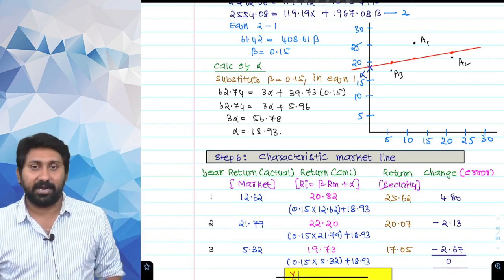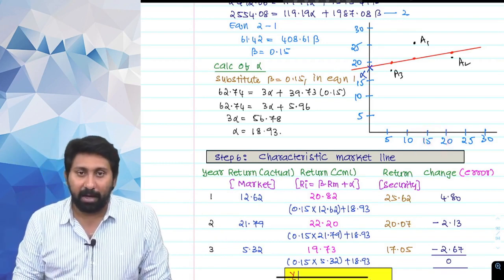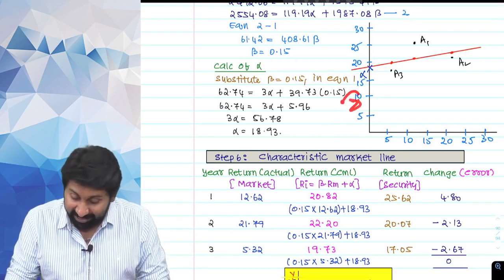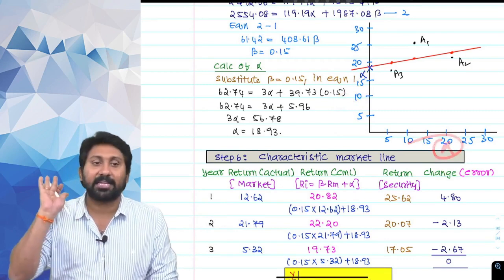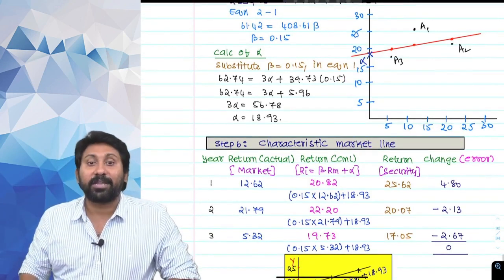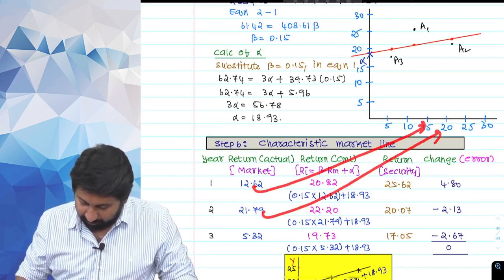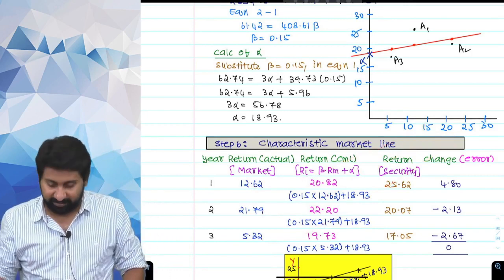I will explain it this way. On the x-axis, what do you have to take? Market. On the y-axis, what do you have to take? Security. Sir, the y-axis security is always correct; what you take on the x-axis has become a problem. On the x-axis you have to take market as a base. So 12.62, 21.79, 5.32 you should take on the x-axis. Yes or no? Oh, yes.